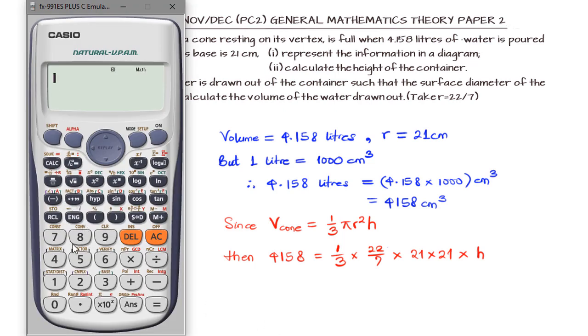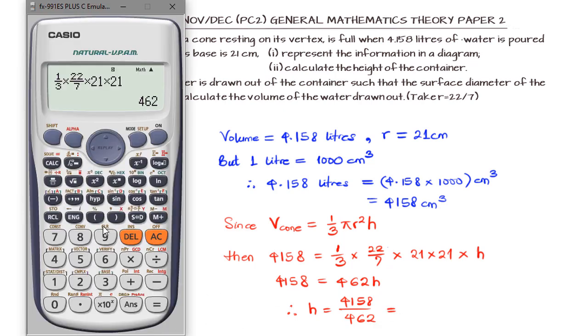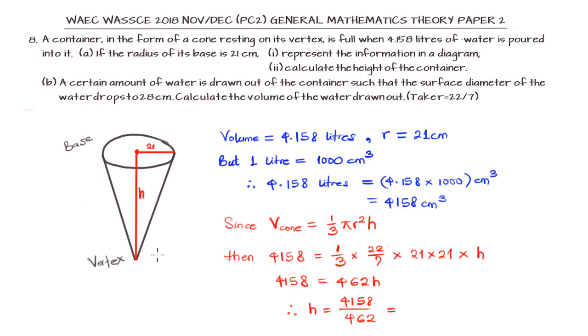We just bring in our calculator and find the expression for the right hand side. 1/3 multiplied by 22/7 multiplied by 21 multiplied by another 21. That will give us 462. So we have 4158 is equal to 462h. So h will be 4158 divided by 462. And using our calculator, 4158 divided by 462. So the height of the conical container is 9 centimeters. And that's all about our question here. So that's question A.